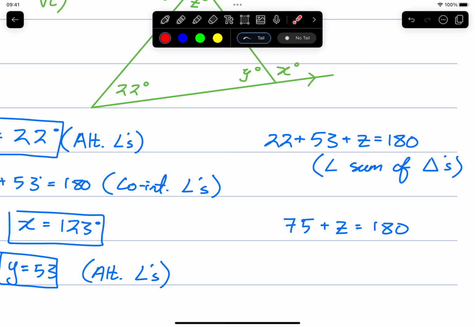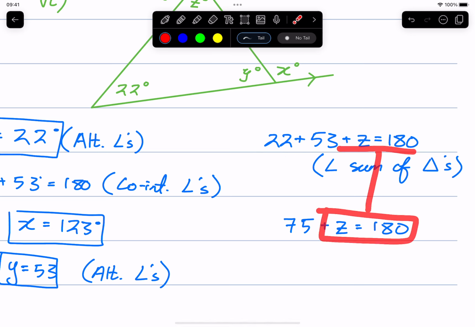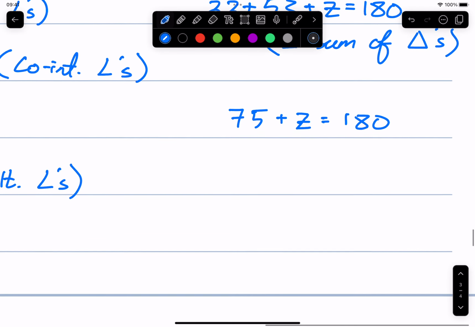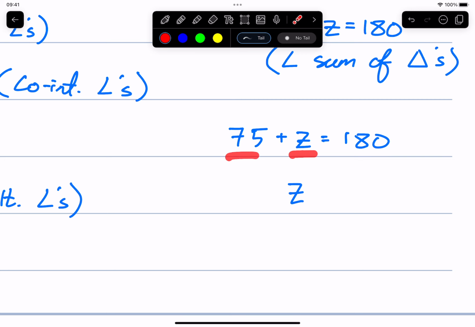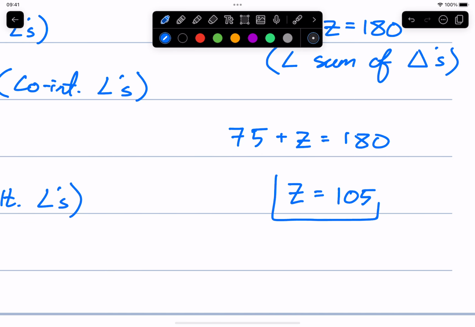And solving this, we're going to get 75. So in case you missed what I did, I added these two to become 75, and these two I just copied down here. And Z, we can figure out Z plus 75 must add up to 180. That's going to be 105. 105 degrees.